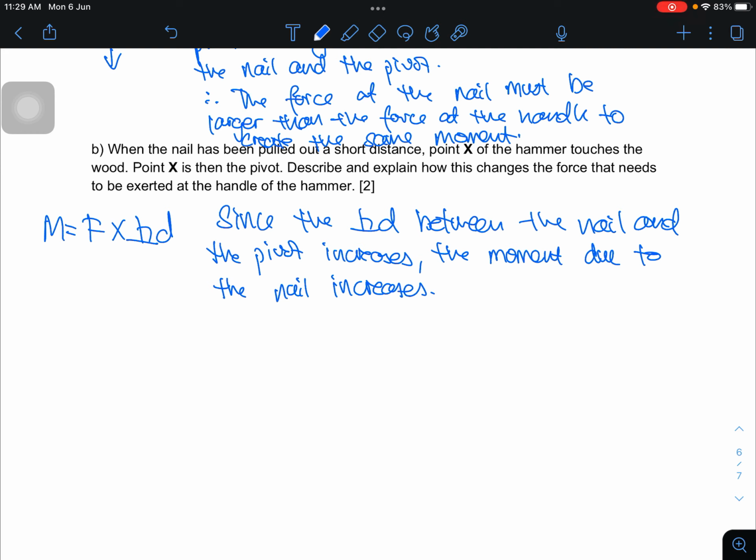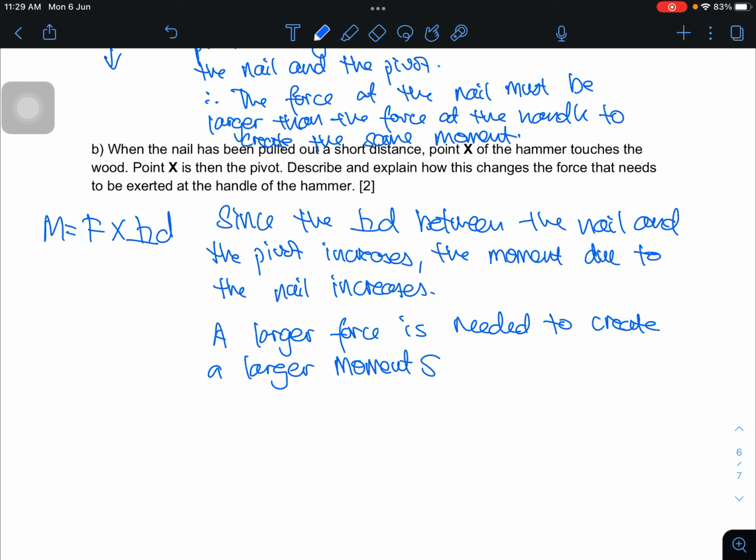So since the larger moment is now needed, oops, let me rephrase. A larger force is needed to create a larger moment since the perpendicular distance between the handle and the pivot remains the same.